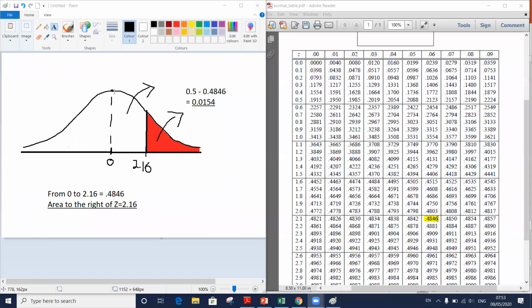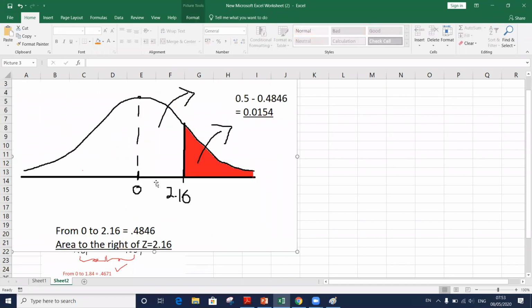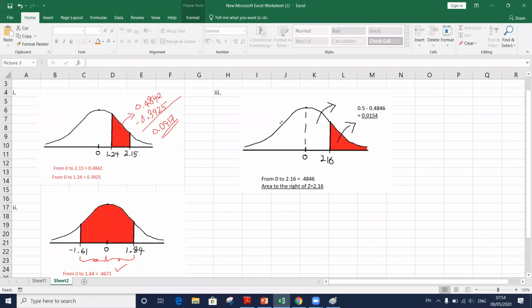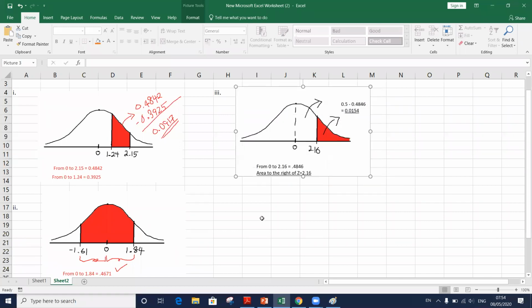0.0154. Right? This should be the answer for part 3. Right, part 3. Right, part 4.